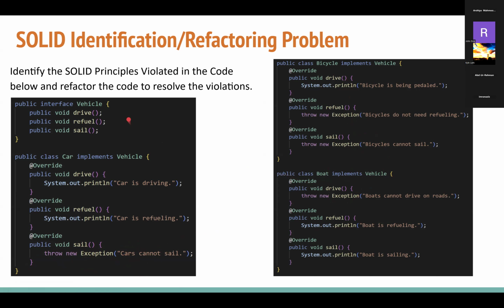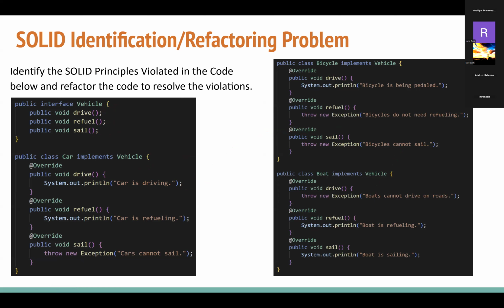So when you have an instance of Vehicle, you expect all of the drive, refuel, and sail functions to be implemented correctly. But in every single one of these classes, you don't have a single one where all 3 are implemented in a valid way. So that's why ISP is violated. LSP is also violated. Yes, that is also right.